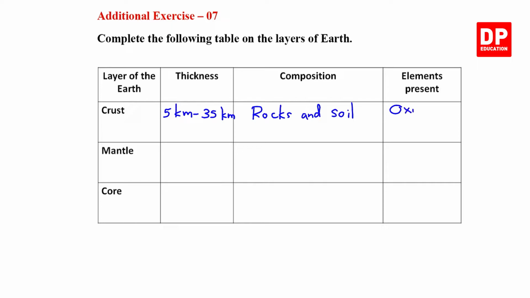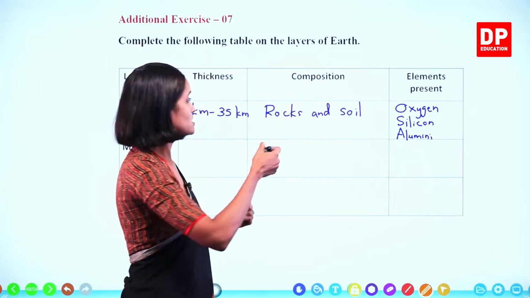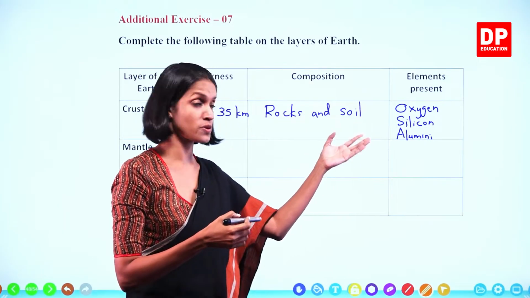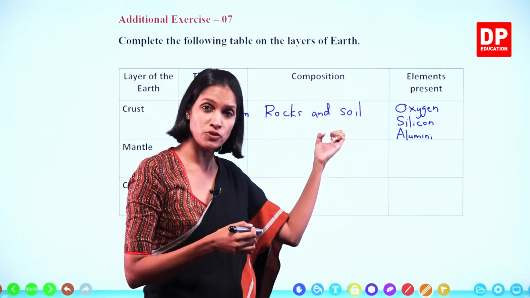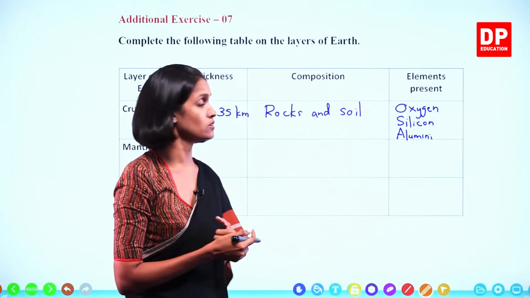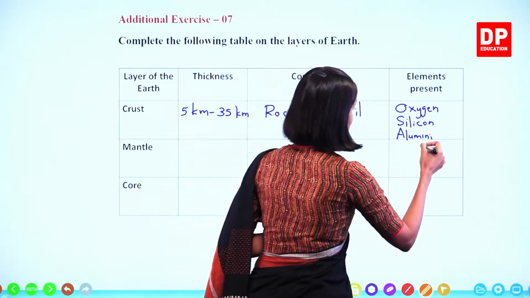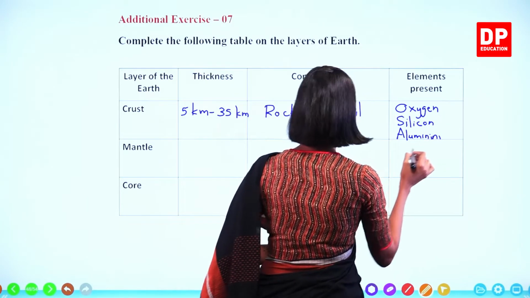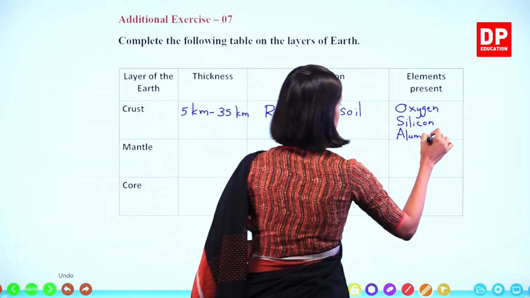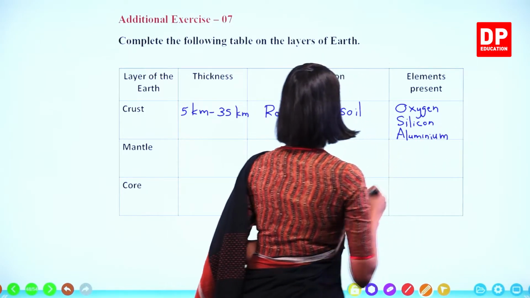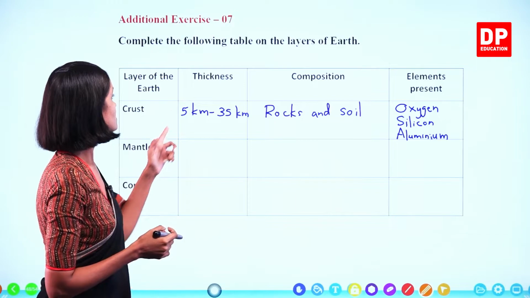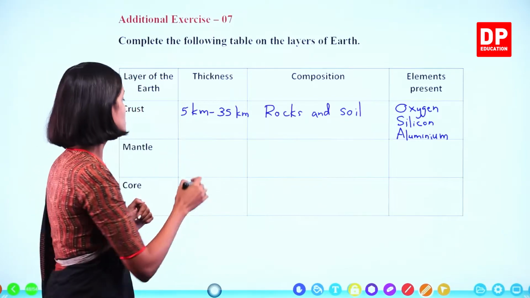What are the elements present? Oxygen, silicon, aluminium. Basically, 80% of the crust contains these things, but the others are also present. Gold, silver, those type of minerals are also present, children. Okay, but basically these elements. Right. Mantle.